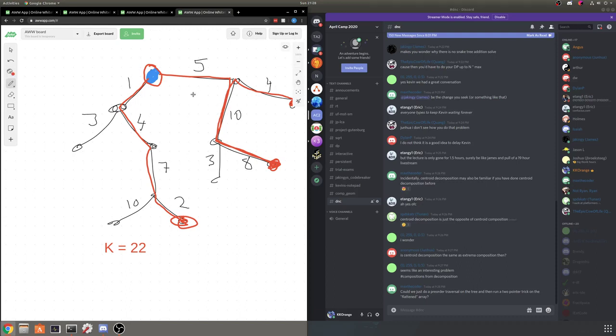This question is a lot easier to answer, because it lets us say, okay, we're trying to find two sections, something like this, where the sum of one half of the section plus the sum of the other half is exactly 22. So how do you do that?